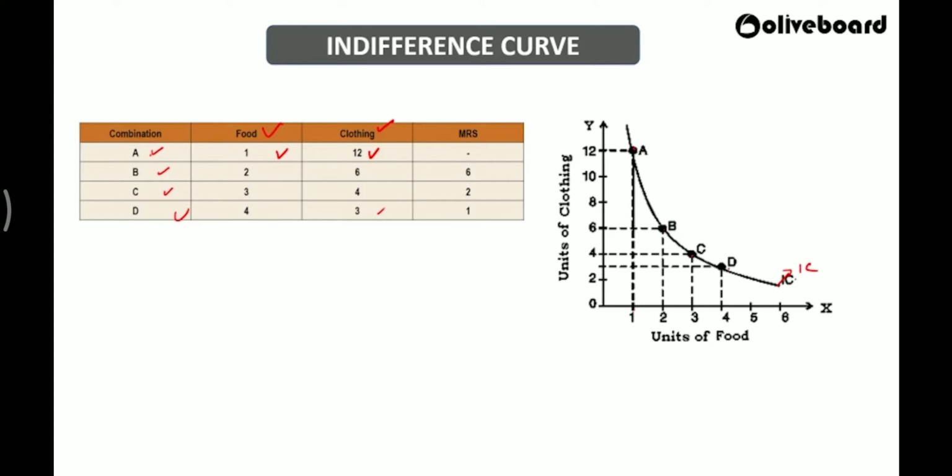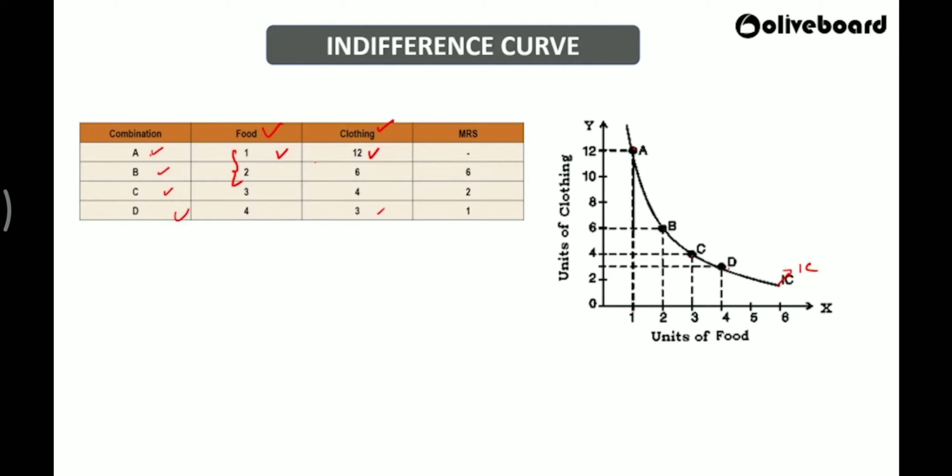If you see here, what is happening when I have combination A, 1 unit of food and 12 units of clothing. This is the first combination I had. If I want to have 1 unit of food, I can have 12 units of clothing. Suppose I want to increase the food from 1 to 2. What do I have to do? I have to give away some units of clothing so that I can get one more unit of food, because resources are limited.